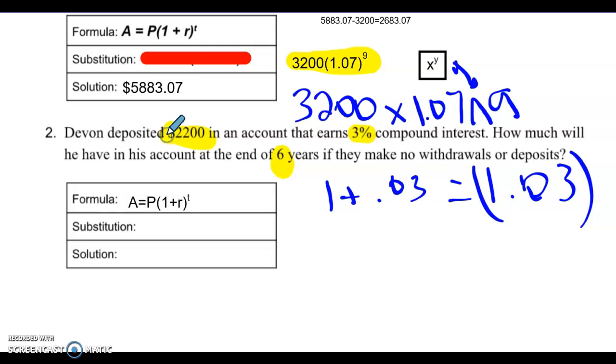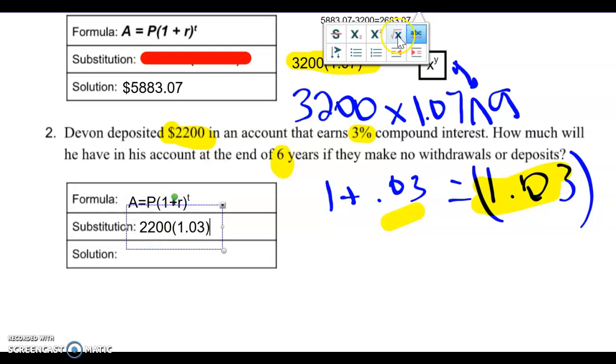So there's my 3 numbers, 2,200, 3%, and 6, but I have to change the 3%. It's 0.03, and I add 1 to it, and I get 1.03. So my substitution is going to be 2,200 times 1.03, and then my exponent is going to be 6.